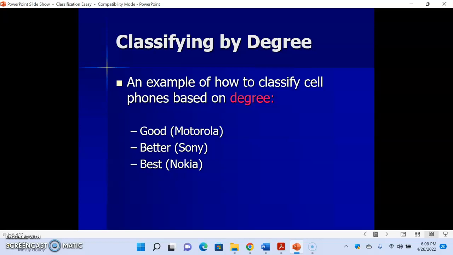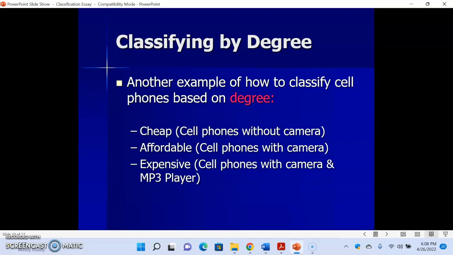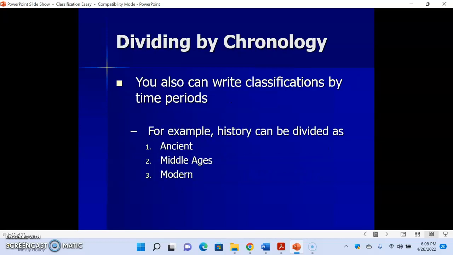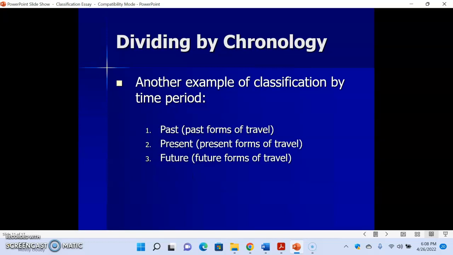An example of how to classify cell phones based on degree would be good, better, or best, right? And I hope you guys agree with that because that's from a very old time when cell phones first came out. But if you don't understand that, just trust me on the brands there. I don't think those are in the market anymore. The Motorolas, the Sonys, and the Nokias. Okay. Another example of how to classify cell phones based on degree: cheap, affordable, expensive.